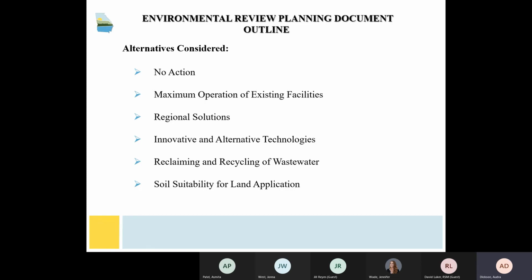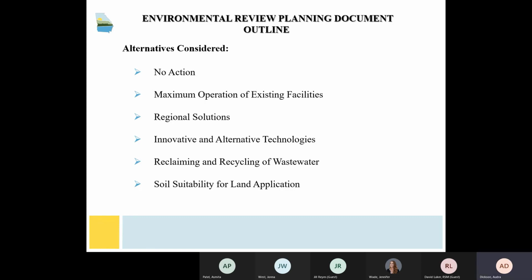For sewer extension, alternative routes that could be analyzed and used. Reclaiming and recycling of wastewater would be upgrading the plant to produce reuse quality wastewater so that an expanded discharge would not be necessary. Copies of EPD's reuse guidelines can also be found on our website.